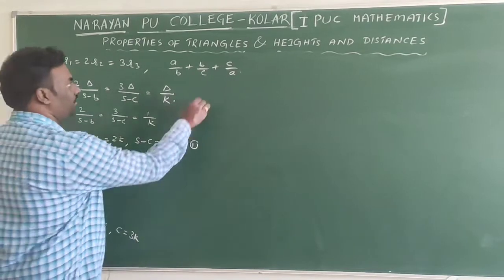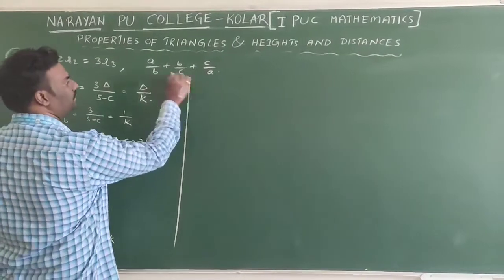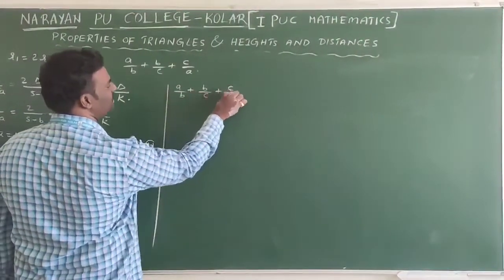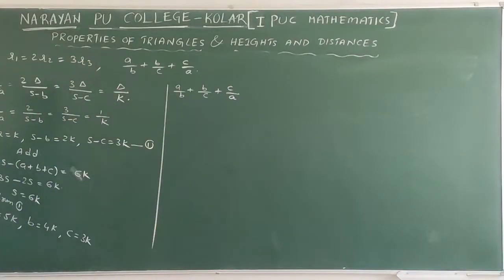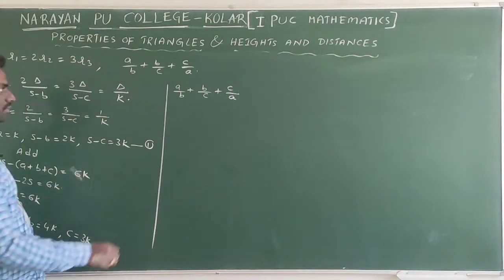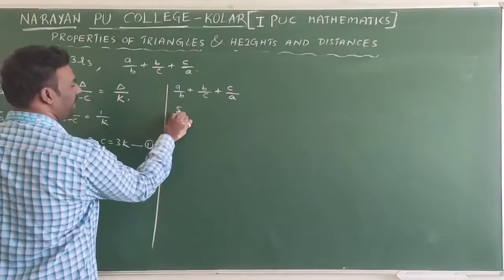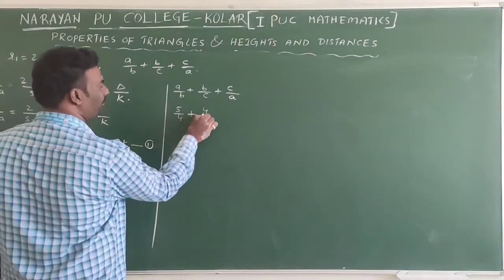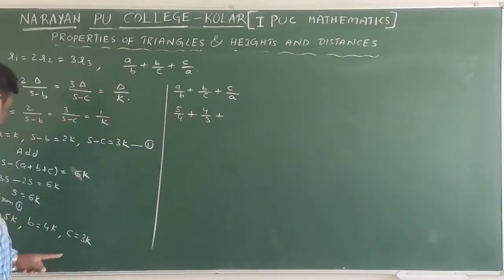Okay, now consider a by b, b by c, c by a. a by b is nothing but 5 by 4, k and k get cancelled. b by c is 4 by 3. c by a is 3 by 5.